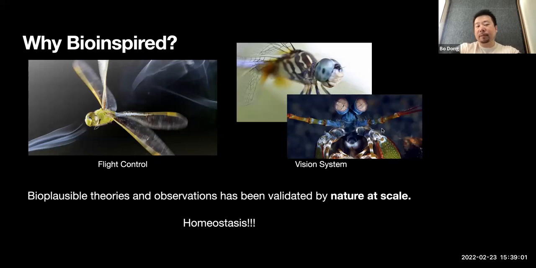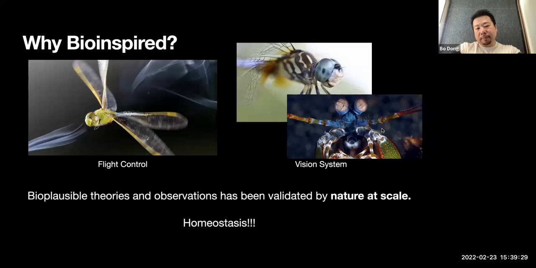at scale. This is important because sometimes when we propose algorithms, we don't really know if they work. I mean, they may work at small scales but not at large scale. If a theory has been validated by nature for millions of years, it works, right? So if we can really leverage it, it's most likely going to work well compared to building some algorithm from scratch.